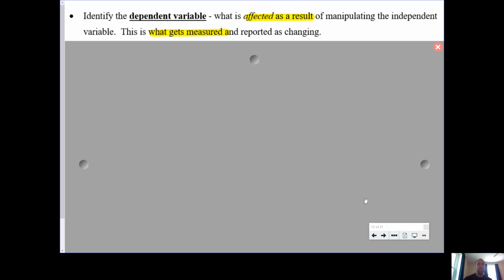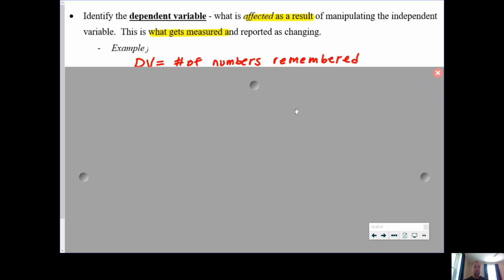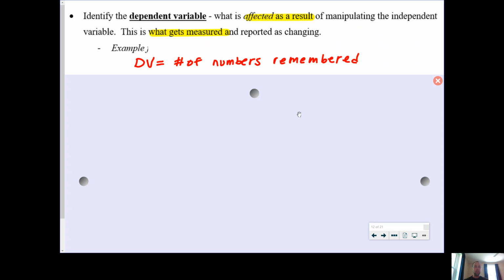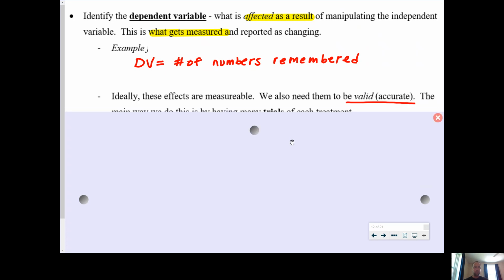Then we have our dependent variable. This is what's affected as a result of manipulating the independent variable. It's what gets measured and reported as changing. So in this case, our dependent variable is the number of numbers that you remembered. Ideally, these effects are measurable. We also need them to be valid.